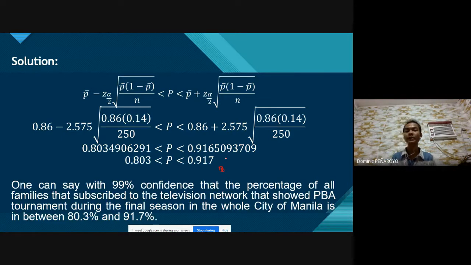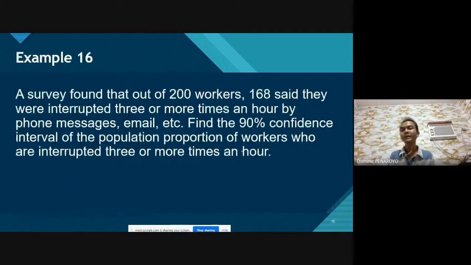Therefore, one can say with 99% confidence that the percentage of all the families that subscribed to the television network that showed PBA tournament during the final season in the whole city of Manila is in between 80.3% and 91.7%. Again, class, if you have questions or clarifications, don't hesitate to write them in your notebook and ask your subject teacher. Next.